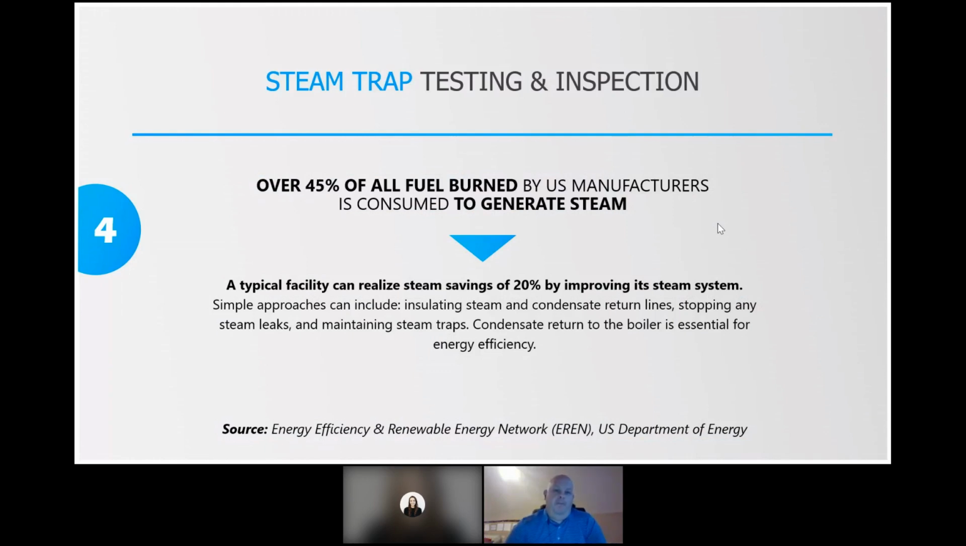But if we look overall, over 45% of all fuel burned by US manufacturers is consumed to generate steam. And again, it depends on where you are and what kind of industry you're in. Especially if you're in pharmaceutical, it tends to be very expensive steam, because it has to be very clean. It has to be treated. Typically in those areas, the fuel used to generate the steam is going to be higher. So our cost of steam is going to increase, as opposed to if we're just using steam in, say, a paper mill, for heating or drying of the paper. But a typical facility can realize steam savings of up to 20% just by simply improving the steam system. Simple improvements could be just inspecting, repairing and then maintaining steam traps.